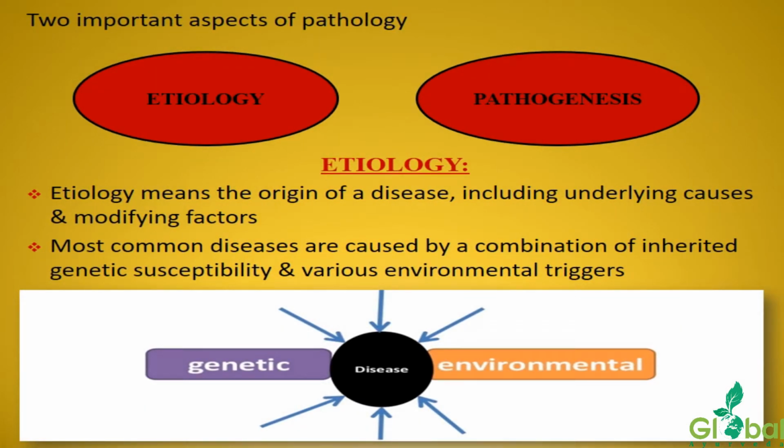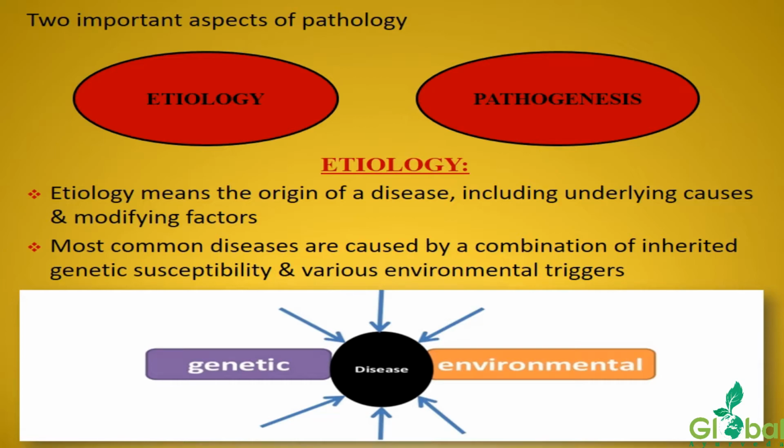Whenever we study pathology, two main terminologies, etiology and pathogenesis, these two terms we will keep in mind. Etiology means origin of a disease, including underlying causes and modifying factors. So for the manifestation of a disease, for origin of a disease, some causes will be there. And along with those causes, some modifying factors also will be there.